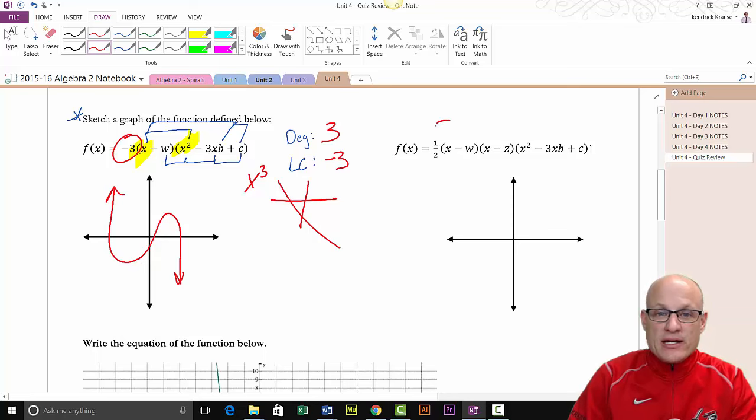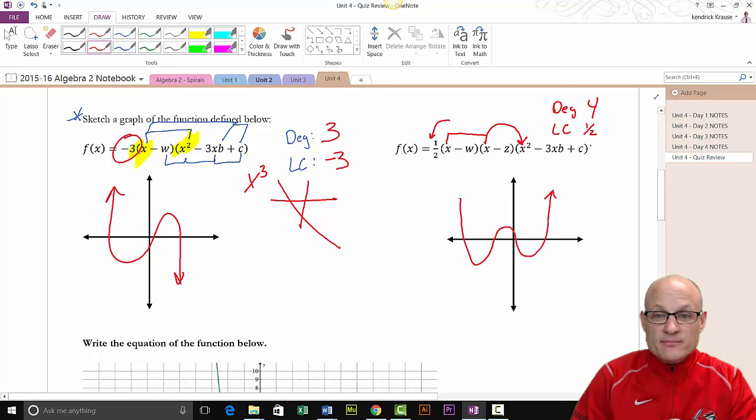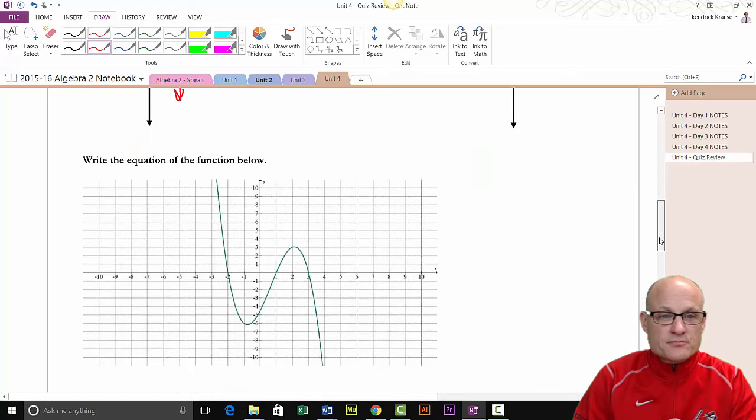Now, my leading coefficient here is positive, and I've got an x times an x squared. So that means my degree is 4, and my leading coefficient is positive 1/2, which is just positive. So I need a 4th degree positive going, so once, twice, something to that effect. That's all there is to that. So just be careful with those.